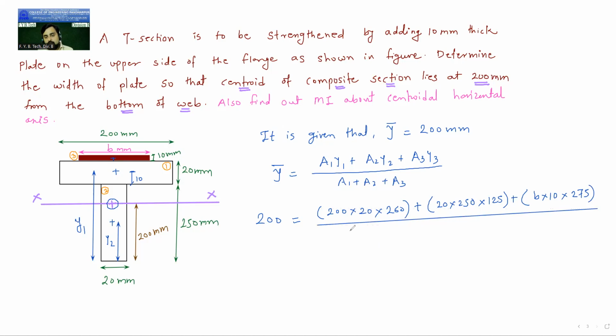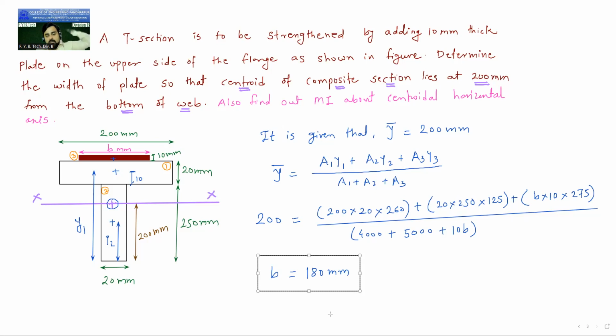And the whole is divided by A1 plus A2 plus A3. Your A1 is 200 into 20, so I can directly write the values by multiplying. A1 is 4000, plus A2 is 5000, plus your A3 is 10B. Now there is only one unknown, B. You can simplify this and find the value of B. So B is equal to 180 mm. This is the answer. Verify the answer also. B is equal to 180 mm.